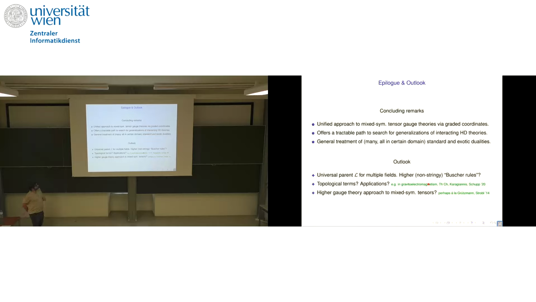Another thing that we are looking at regards topological terms. Topological terms can be useful in many contexts, so we are thinking about a number of applications. We had a recent paper with some applications in gravitoelectromagnetism, which I invite you to take a look at.